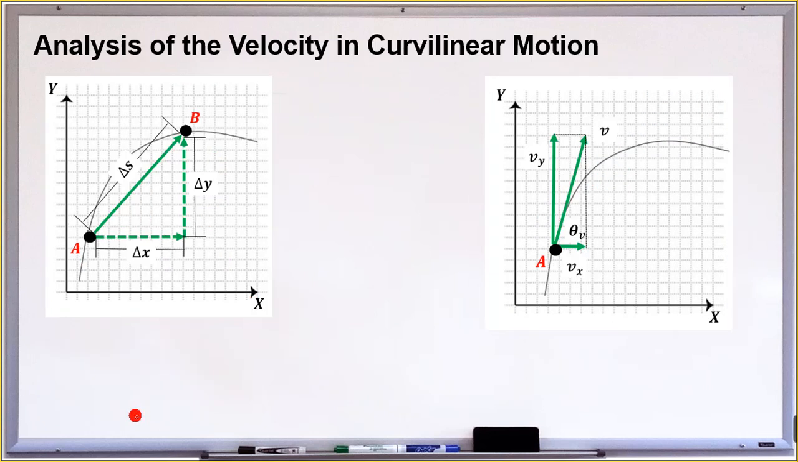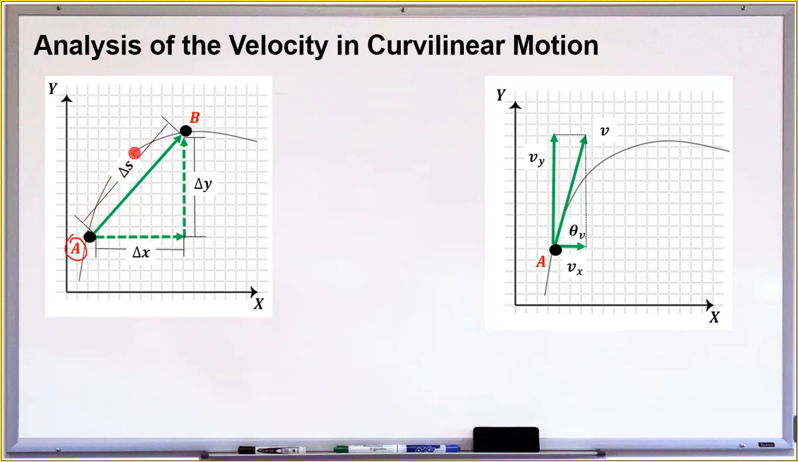So next, we're going to analyze the velocity in a curvilinear motion. So let's start with this figure on the left. We have here the position of a particle at point A. It travels along this curved path shown in gray and then towards B. So we all know that the displacement from A to B is not this curved line. So again, don't forget this one, not the curved line.